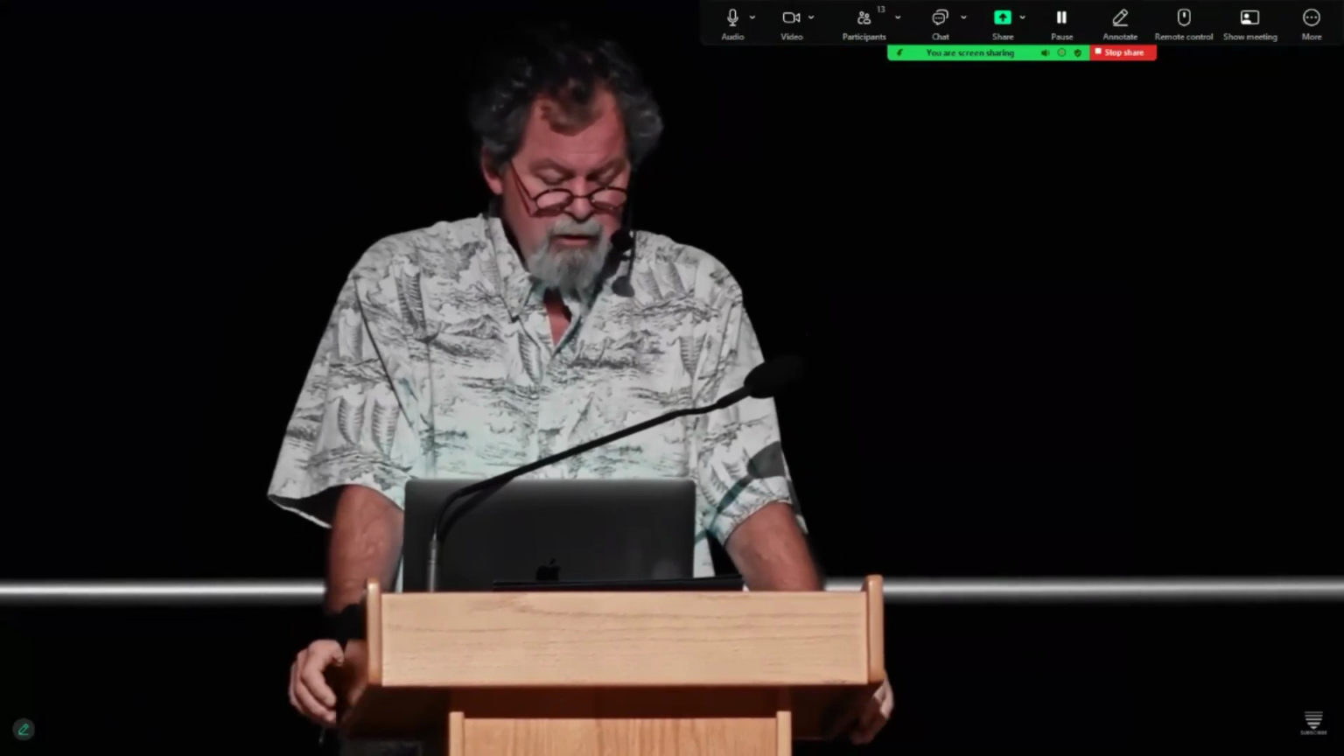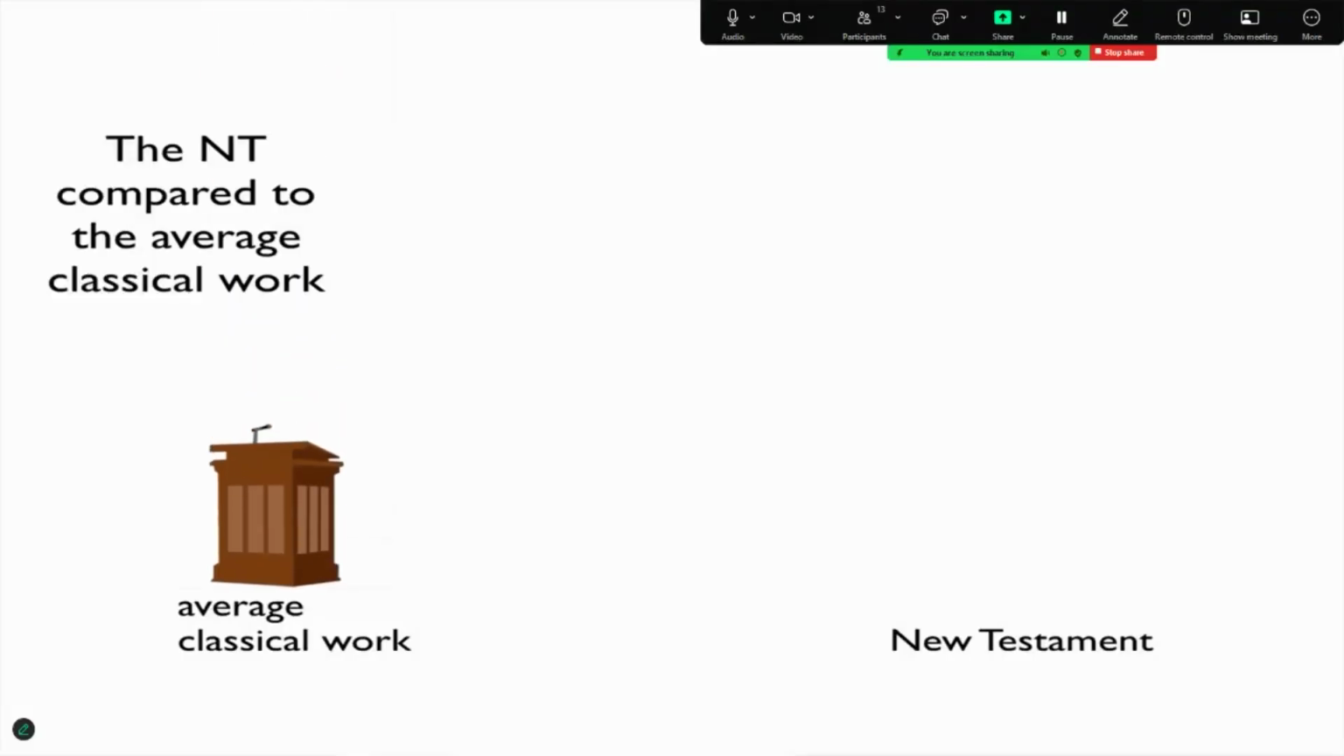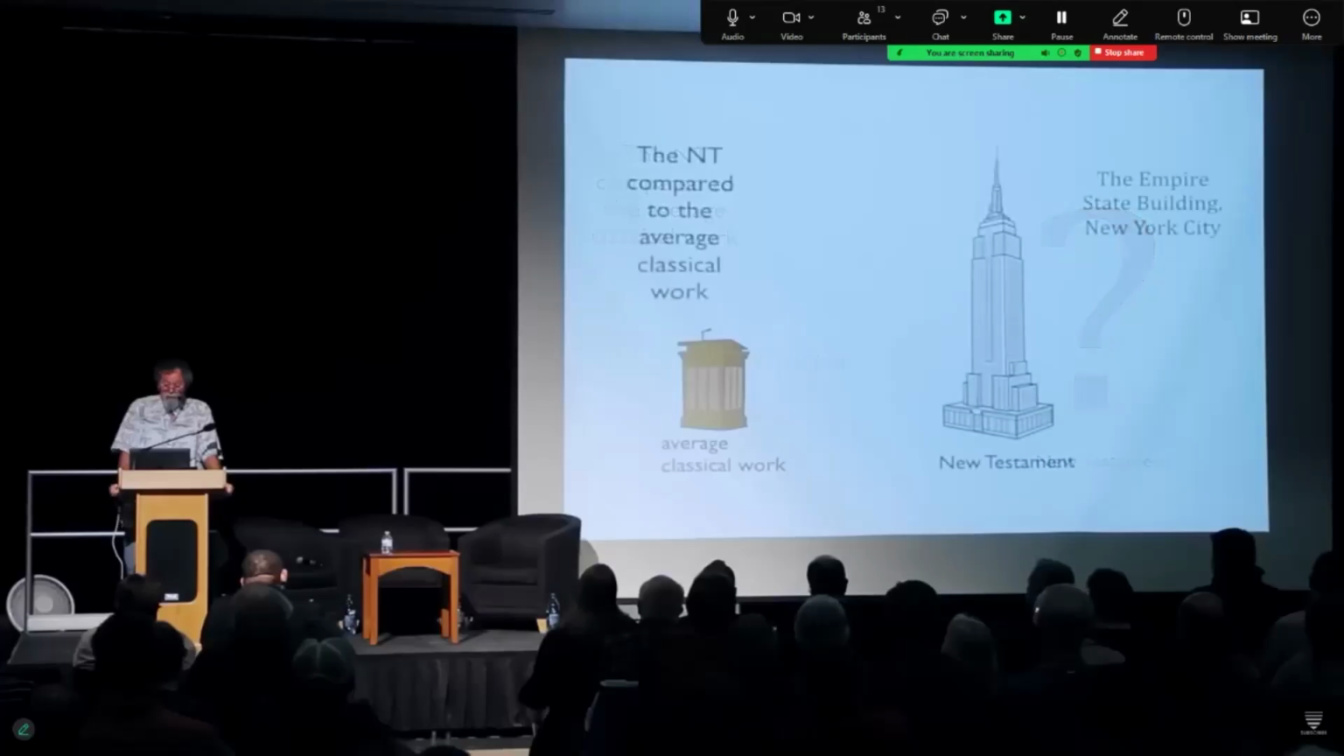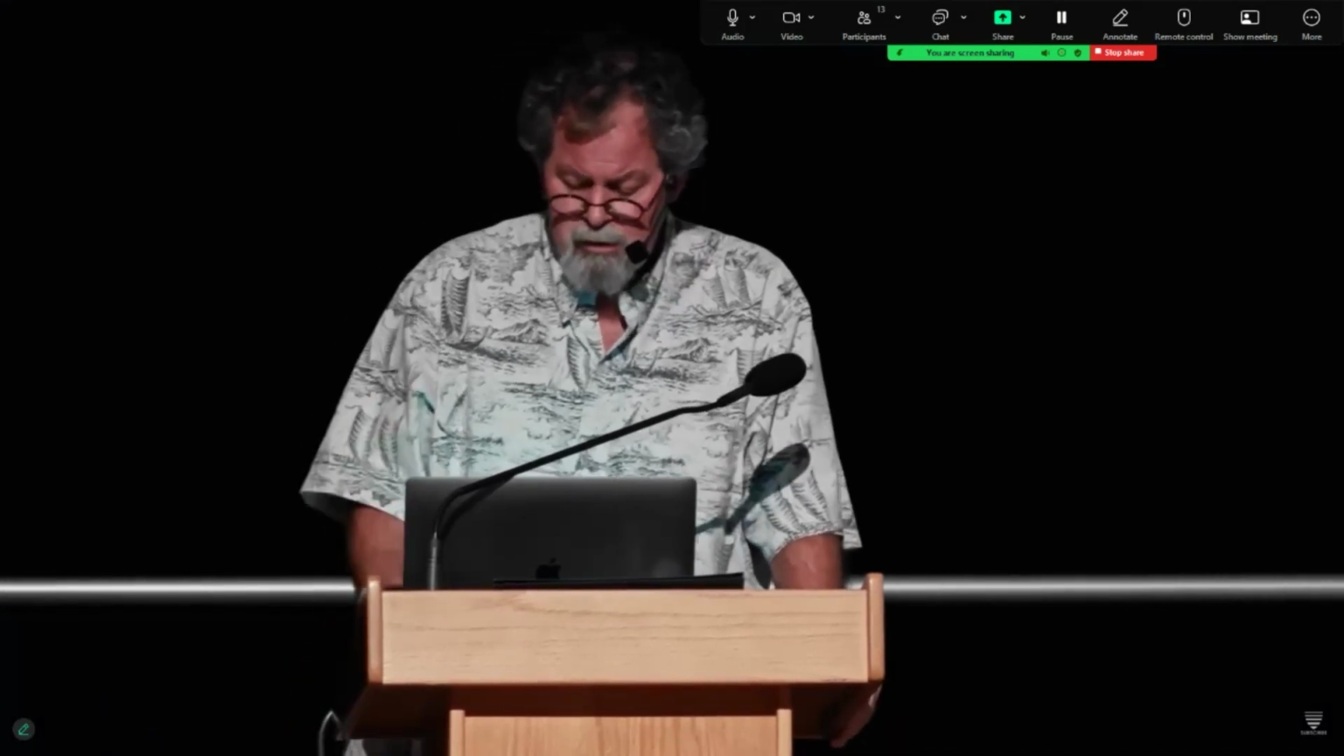So I thought, well, the average classical work, it's kind of like this podium, about 4 feet high. This is actually a photograph of this very podium. And then the New Testament, what could I use to illustrate that? Well, how about the Empire State Building? And I have to add, in New York City, to those of you who are, I guess, USD students, is that right? Because you don't know where it is, but anyway.